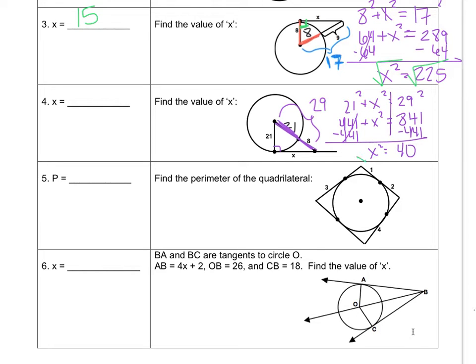Okay, you're looking for x, so you have to undo something that's squared. Oh, sorry, that's supposed to be a 400. So when you take the square root of 400, you're going to get 20, so you know this length right here is then 20.